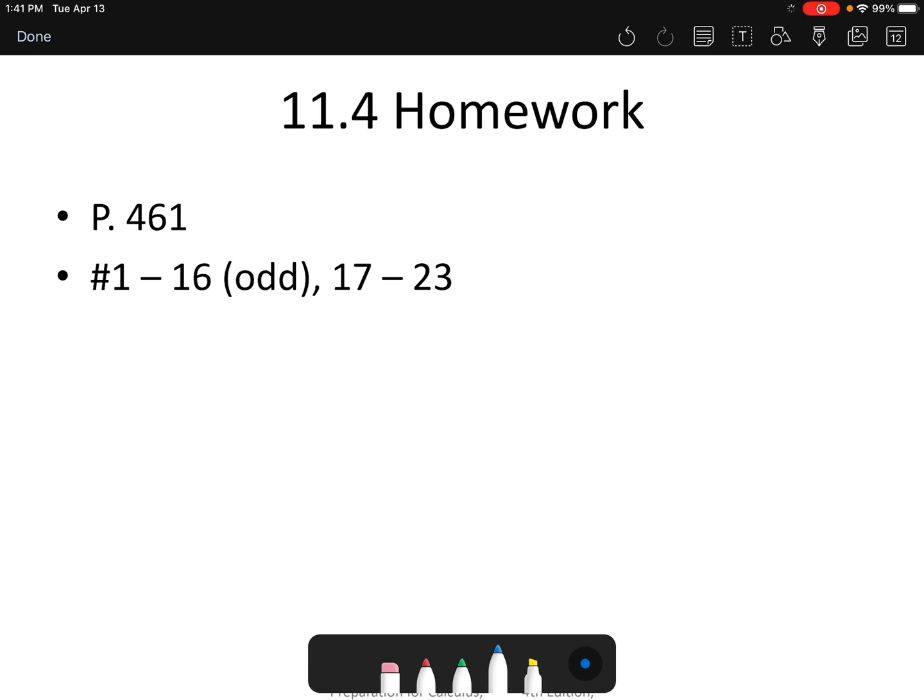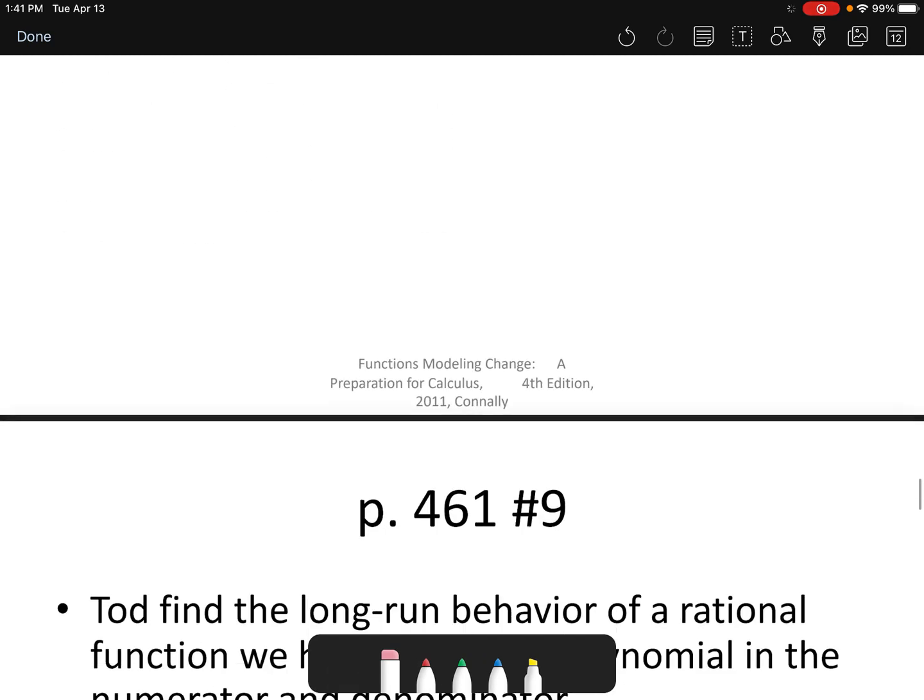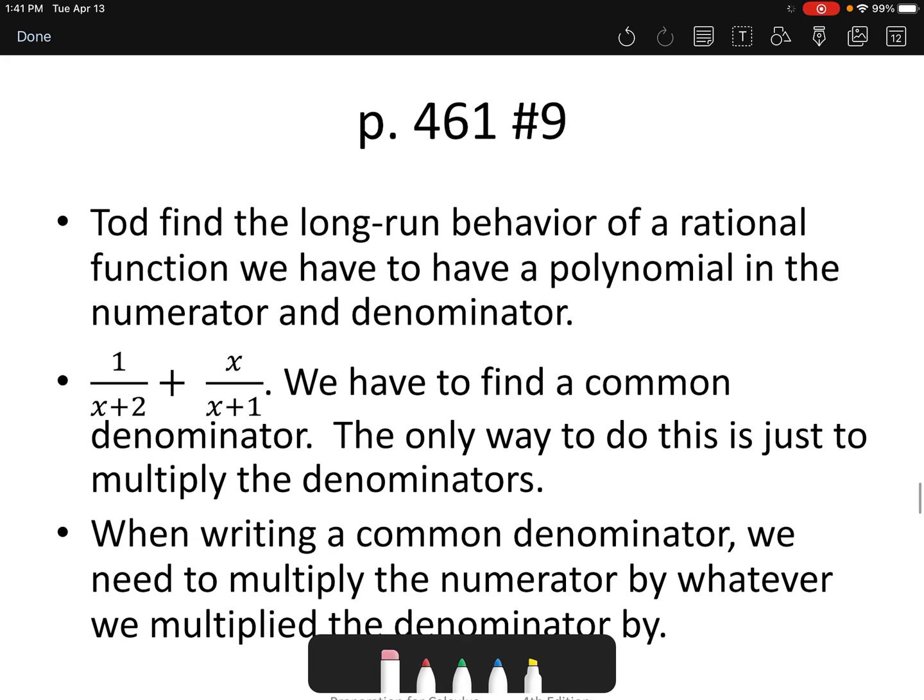So your homework, that's a very short lesson, again. Your homework's on page 461. We're going to do 1 through 16 odd, so I don't know why I didn't just put 1 through 15, but I put 1 through 16. Or 1 through 17 odd, I should say, and then 17 through 23. So I want to start out with simply looking at number 9.